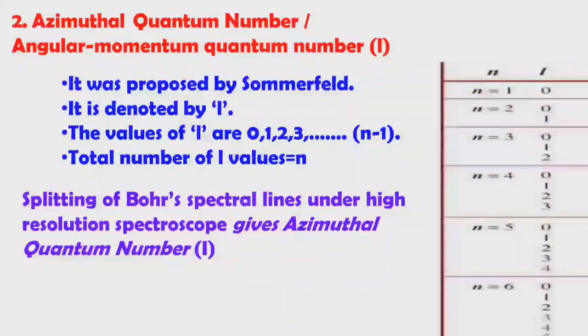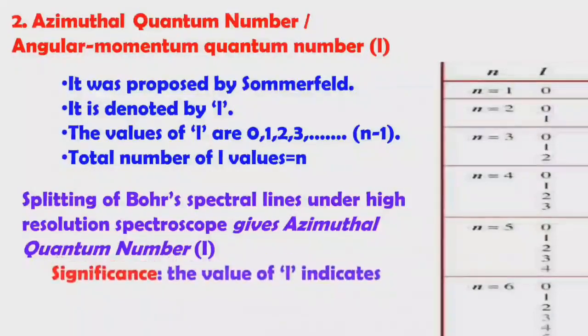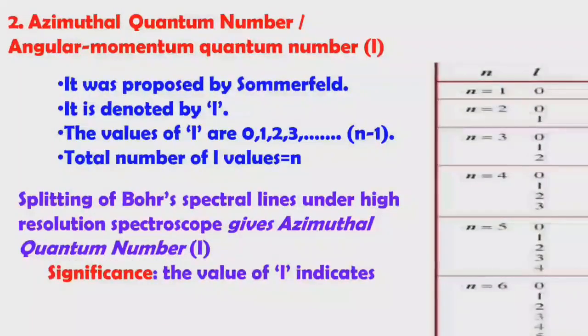Splitting of Bohr spectral lines under a high resolution spectroscope gives the azimuthal quantum number. Already we discussed Zeeman effect and Stark effect. That is nothing but splitting of Bohr spectral lines under magnetic field and electric field. That is explained with the azimuthal quantum number. This is the importance of azimuthal quantum number.